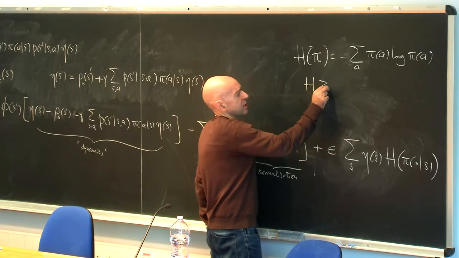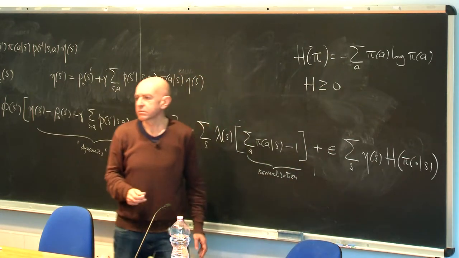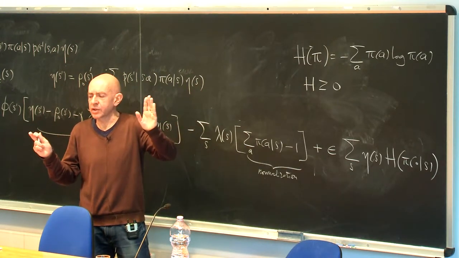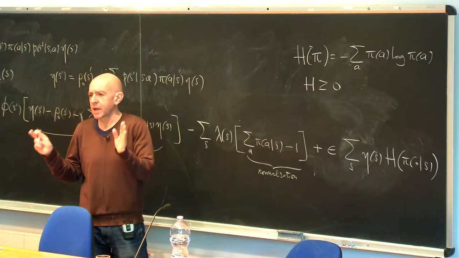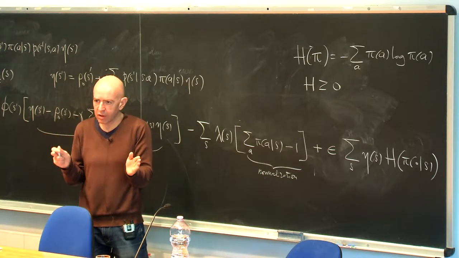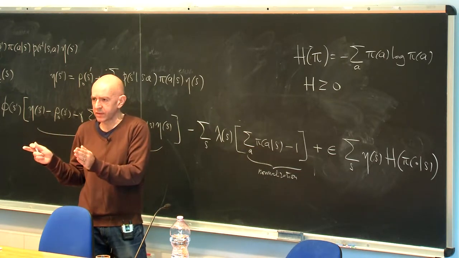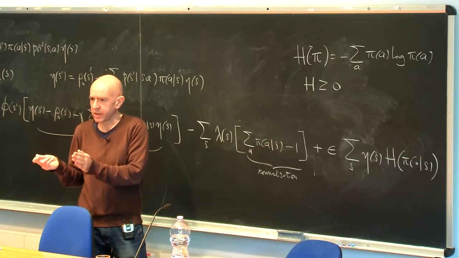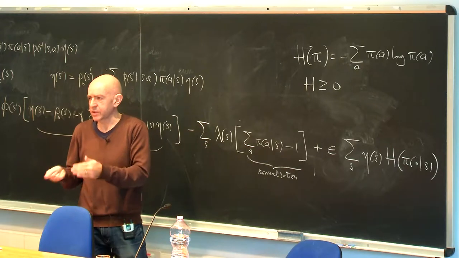So H is always positive. This you just know by looking at the function minus x times log x. Because minus log x between 0 and 1 is positive, and x is positive. So it's a product of two positive functions. It's the sum of the product of positive functions. It's positive.